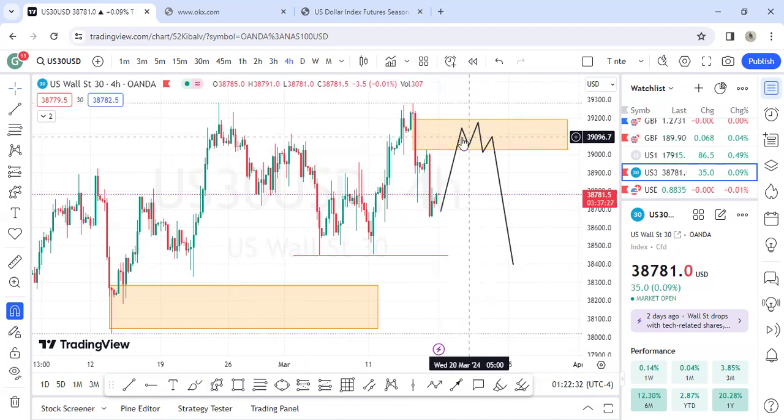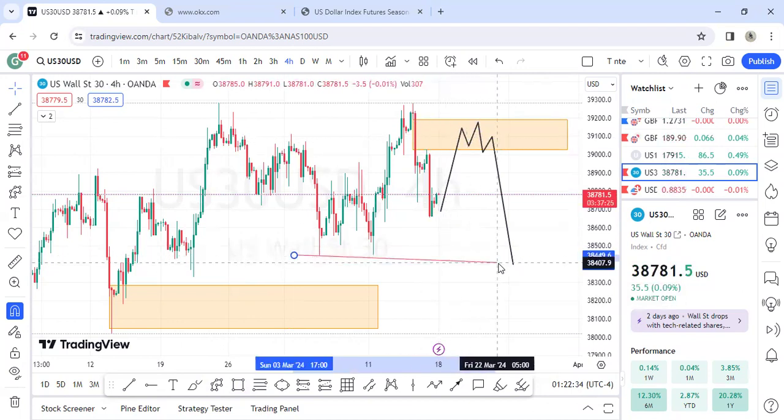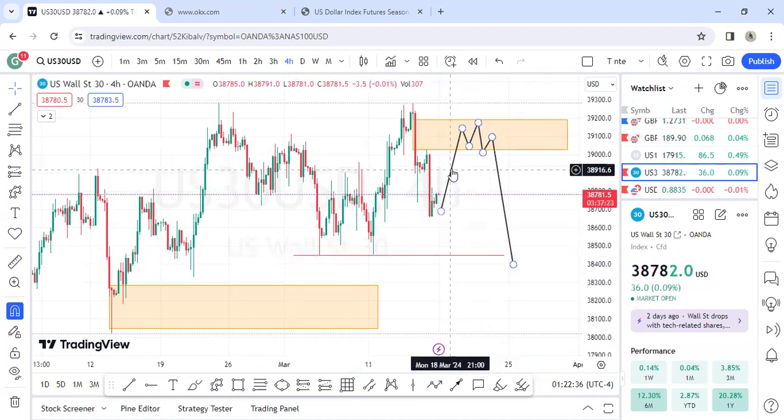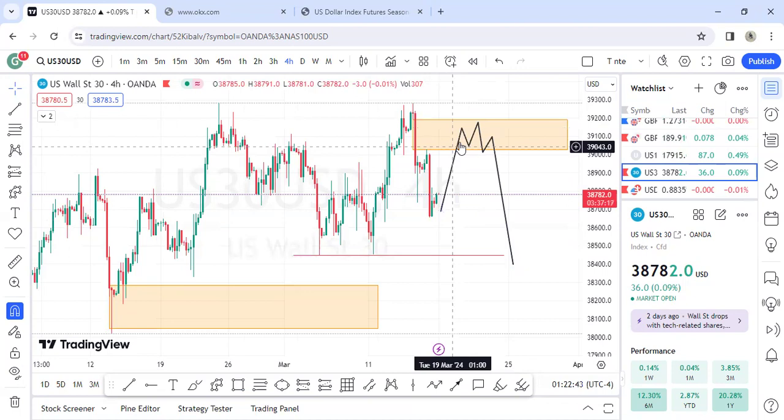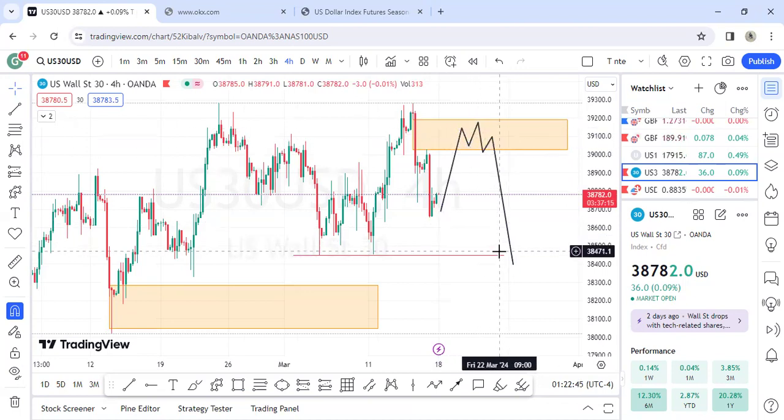Market can get here and give me a sell, then I'll be selling to this liquidity at the bottom here. So that will be from imbalance to liquidity, right? From internal liquidity to external liquidity. So if market can come here and give me that sell confirmation, I'm looking to take it down to this liquidity point here. So that's what I have.